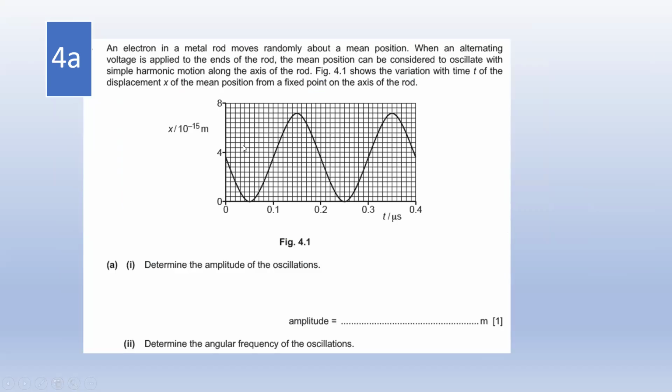Electrons in a metal rod move randomly about a mean position. When an alternating voltage is applied to the ends of the rod, the mean position can be considered to oscillate with simple harmonic motion along the axis of the rod. Figure 4.1 shows the variation with time t of the displacement x of the mean position from a fixed point on the axis of the rod.